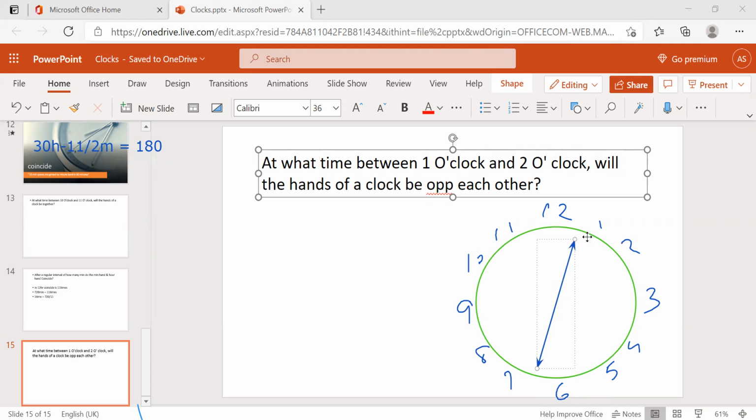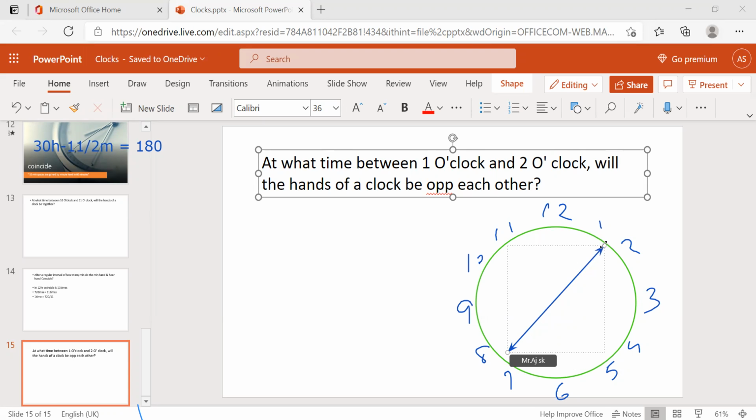Now 1 and 2. 1 and 2, where will the opposite be? It will be 7 and 8. If the hour hand is between 1 and 2, then the opposite minute hand will show between 7 and 8. Okay, clear what I'm saying? The hour hand will show 1 and 2, that means the minute hand will show the opposite, 7 and 8.